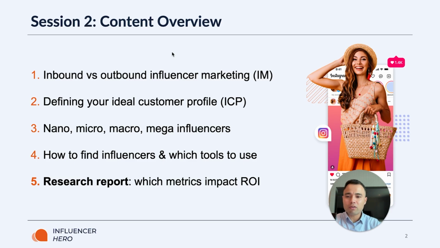In chapter 3, we will cover the different types of influencers, because this chapter is all about selecting the right ones to work with, right? So nano, micro, macro, and all the other influencers which exist. We give the definitions and also share some strategies, challenges and benefits of working with each kind of influencer. Then in chapter 4, we will discuss pragmatically how to actually find the influencers after you have defined which ones you should work with, and also what kind of tools to use. And then, as explained, chapter 5 is the research report where we show which metrics actually correlate with conversions and ROI. So let's dive right into it.